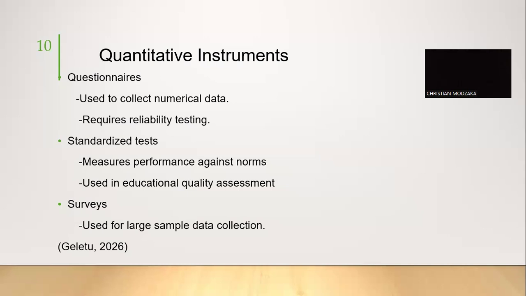Now, the test should also be standardized in terms of quantitative, because in quantitative you're looking at a number of research instruments here. So it should be standardized. Since we want to get a uniform response, the test that I will use shouldn't be different from what others will use in administering this instrument. So the measurement measures performance against norms.